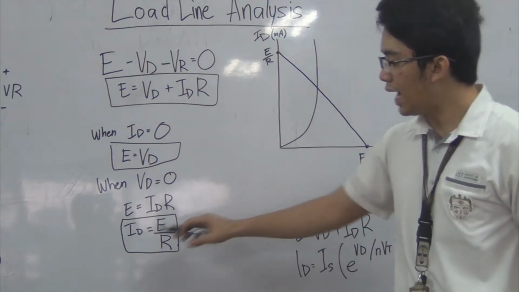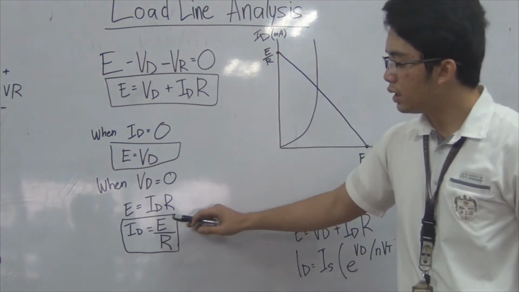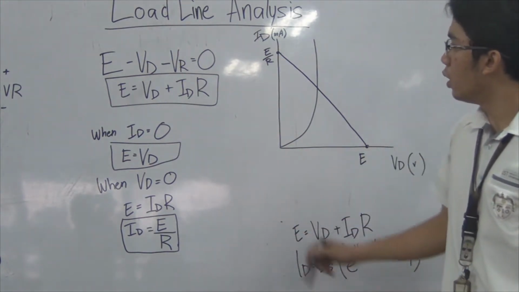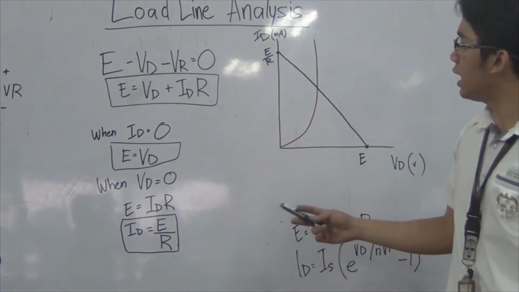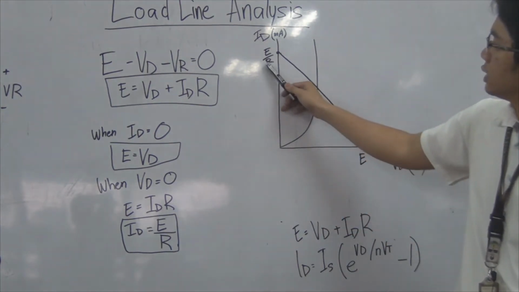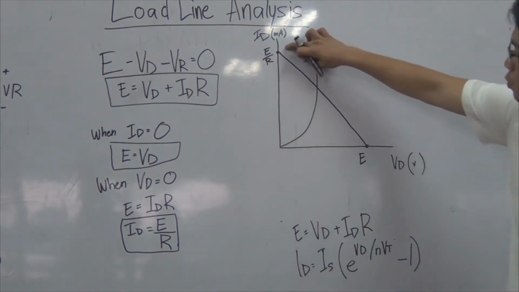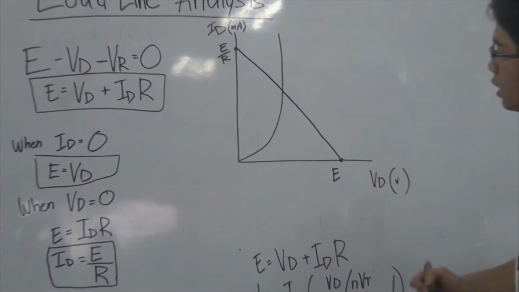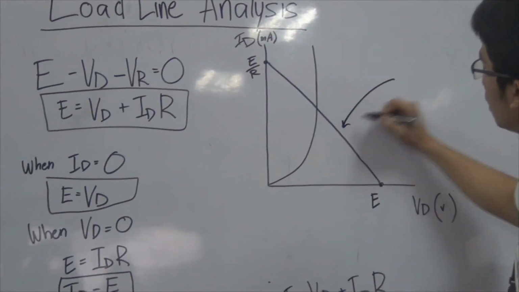And we can derive ID equals E over R. So here we have the magnitude of ID on the vertical axis, which is E over R. With the 2 points set, we can now connect them. This line is called the load line.